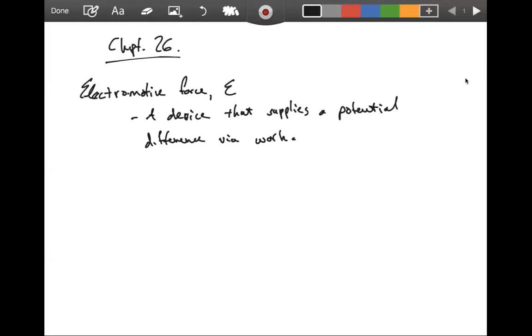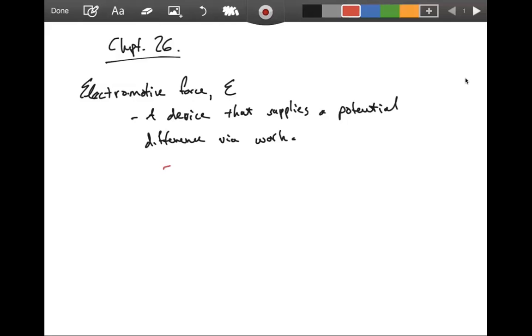So great. Today we're going to start chapter 26, which is the first official chapter when it comes to the next upcoming exam. And that's chapter, again, 26. First I'm going to talk about what an electromotive force is. An electromotive force, which we're going to call this curly E, is a device that supplies some sort of potential difference via work.